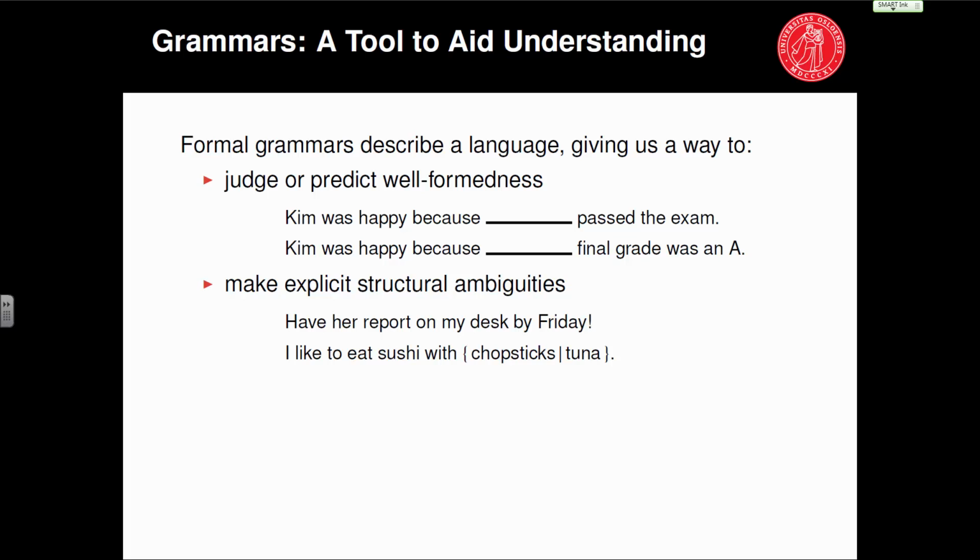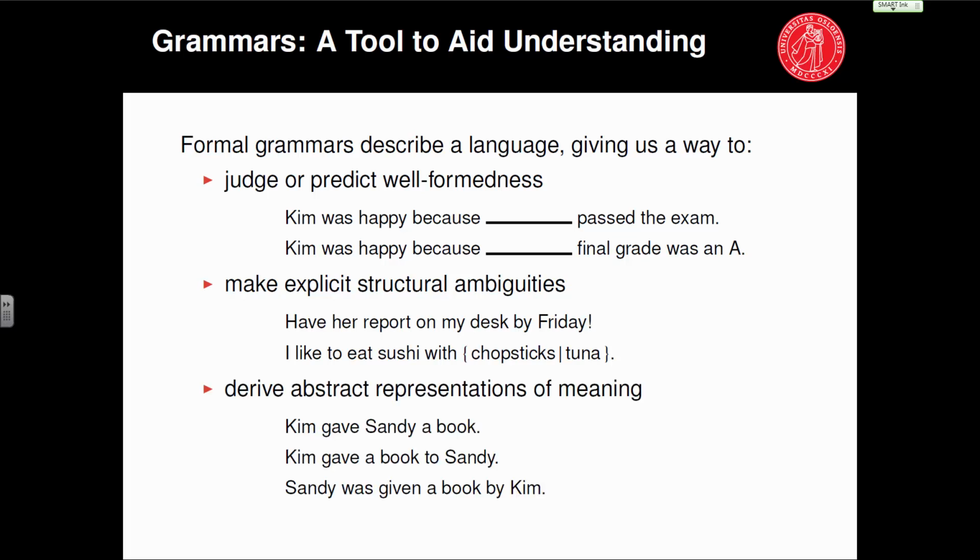But there's more than one without context that is plausible. And this is the example we've observed before. That's one we'll discuss many more times. With chopsticks or with tuna, depending on which of the two nouns I pick, I get a different plausibility rating, a perception of whether the eating is with chopsticks or the sushi is with tuna. So different preferences for the structure.